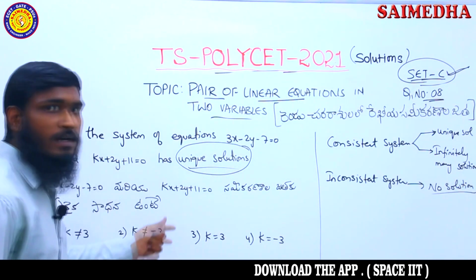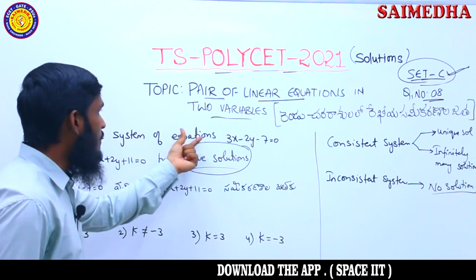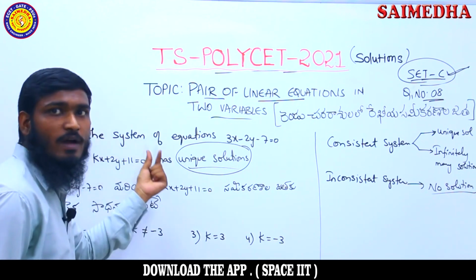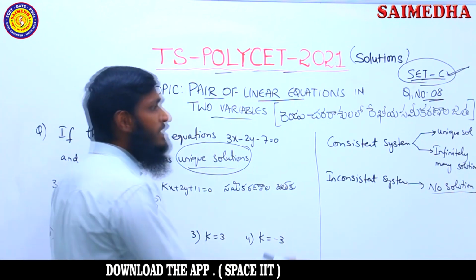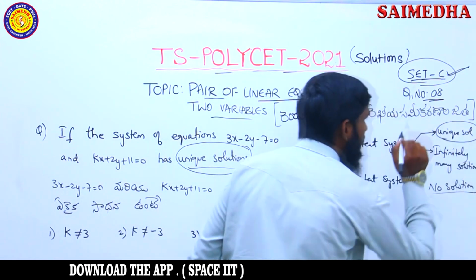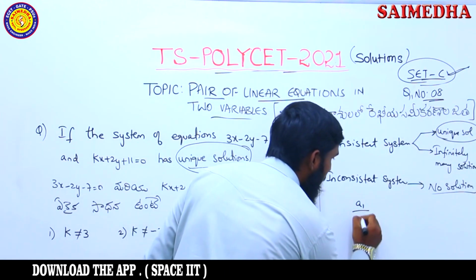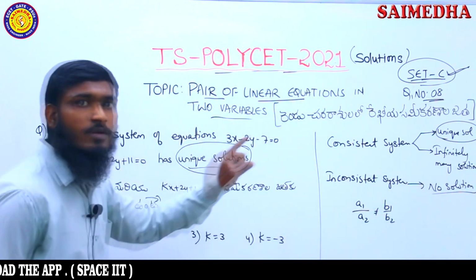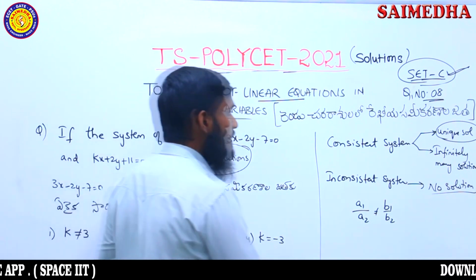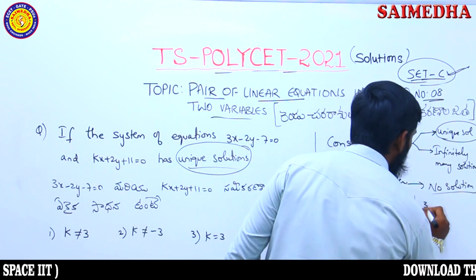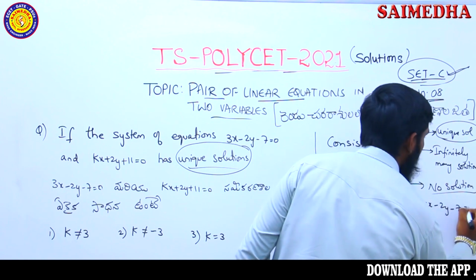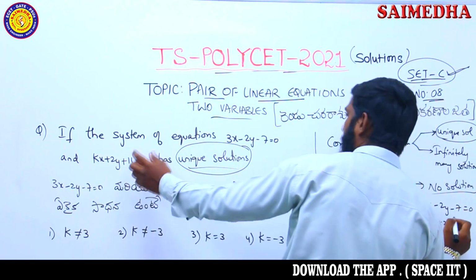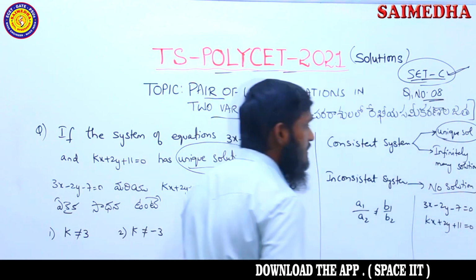As it is given in the question, the system of equations 3x minus 2y minus 7 is equals to 0 and kx plus 2y plus 11 is equals to 0 has unique solutions. So what is the condition for unique solution over here? The condition for unique solution is a1 by a2 is not equals to b1 by b2. So let us write the equations first. What is our first equation? 3x minus 2y minus 7 is equals to 0 and the second equation is kx plus 2y plus 11 is equals to 0.